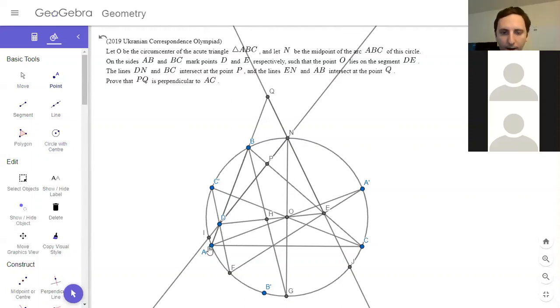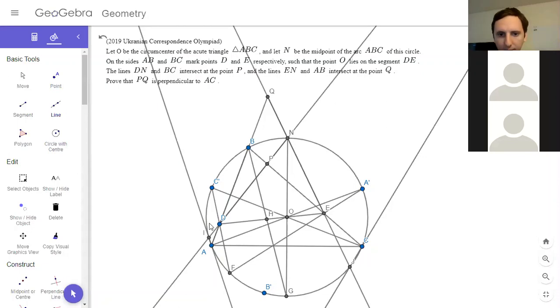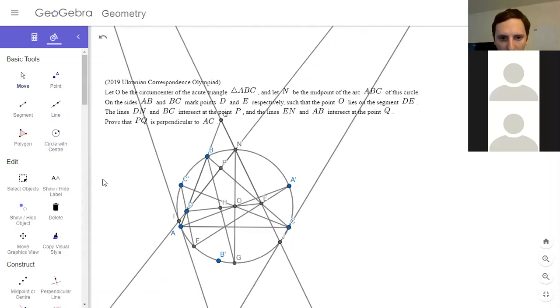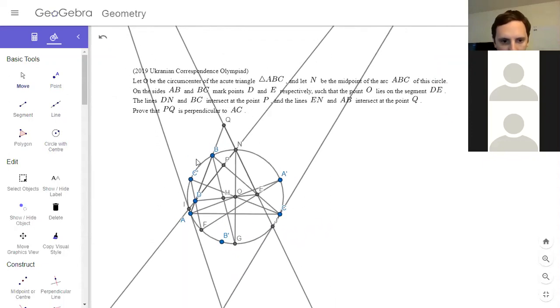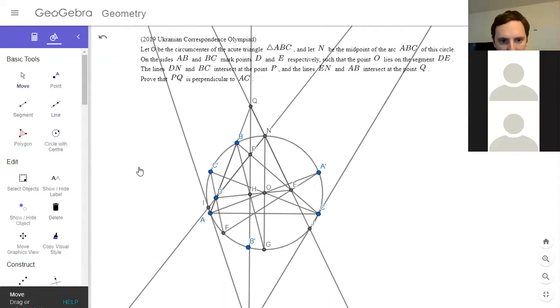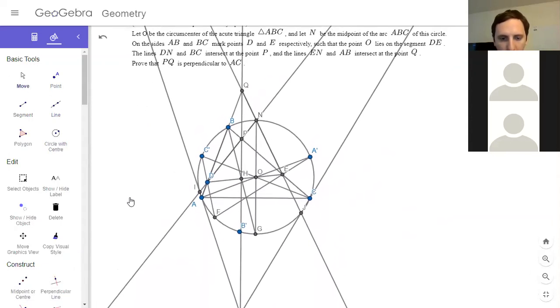So A, B, and JN meet at Q. IN and BC meet at P. Is it AI and CJ is the other point? That's off the screen, but let's see. Just gonna check. I think, yeah, by Pascal's, AI and CJ are concurrent with P and Q.